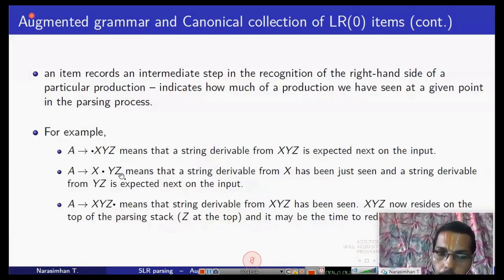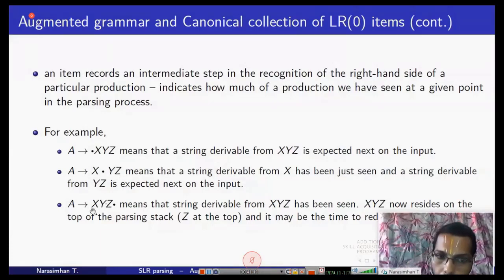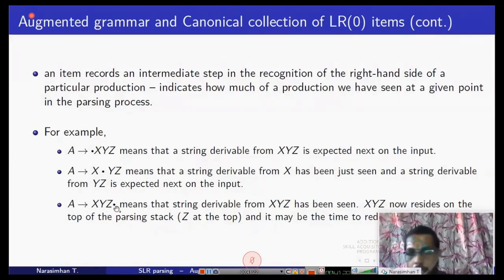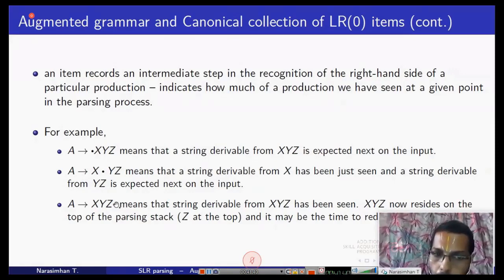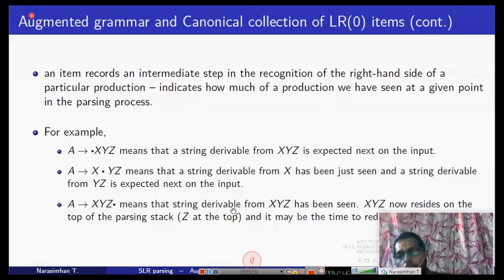Similarly, what does A gives XYZ dot mean? You have already finished a string derivable from the sequence XYZ. That means it is possibly the time to reduce, because the dot is at the right end of the production. You have reached the end of the right hand side of the production. So the rightmost symbol Z could be at the top of the stack, and you can possibly reduce XYZ to A.